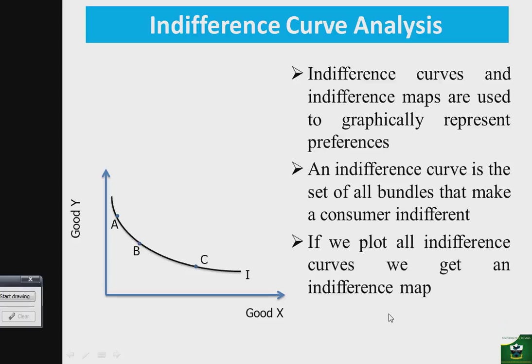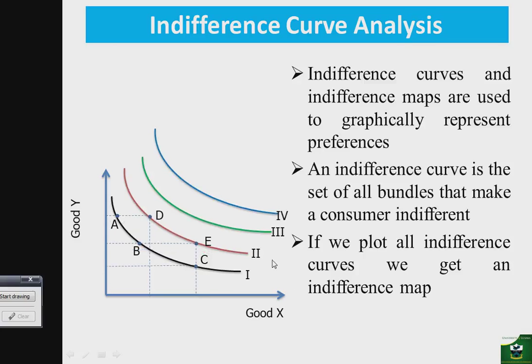If we plot all indifference curves, we get what we call an indifference map, which is a set of different indifference curves. In this case, we have indifference curve 2, indifference curve 3, and indifference curve 4 coming into the picture. You'll notice that on indifference curve 2, I have put bundle D and bundle E to help you understand how we are distinguishing the utility levels. So here, we say that A, B, and C yield equal utility. In the same way, D and E give the consumer equal satisfaction. But bundle E and bundle C have different levels of utility. Specifically, bundle E has more utility compared to bundle C.